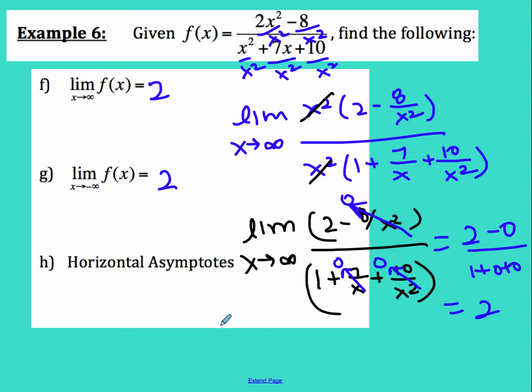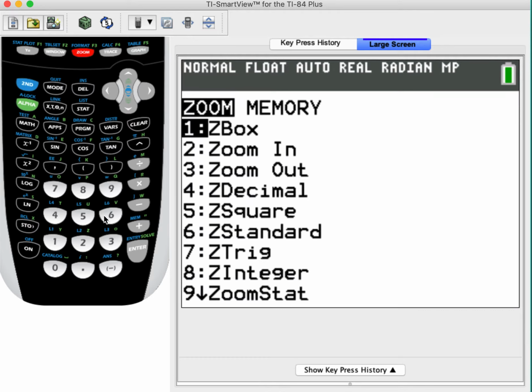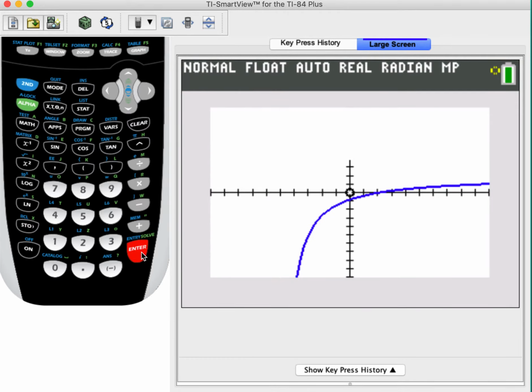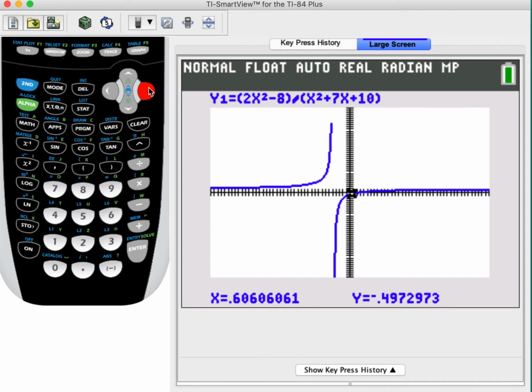And I can check this on my calculator again. It kind of looks like it. You guys just might want to zoom out a little bit. So I'm going to hit zoom and zoom out, number 3, at my origin. And then what we can do here is, I'm sorry, my calculator is running really slow today. That's a little bit better. Oh, I didn't hit trace. Hit trace. Make sure you do that.